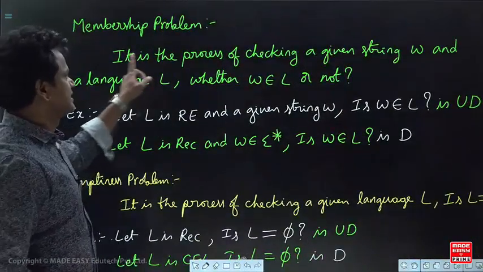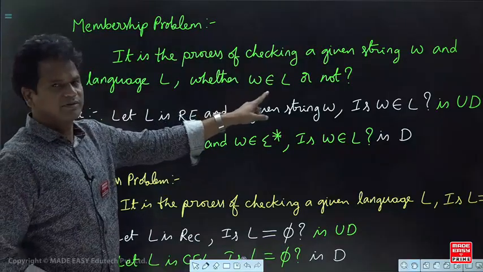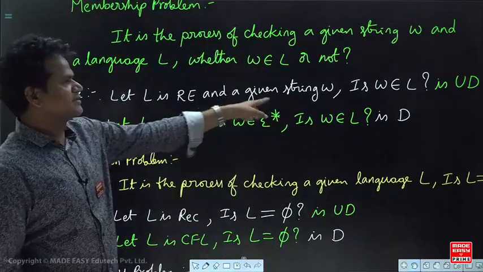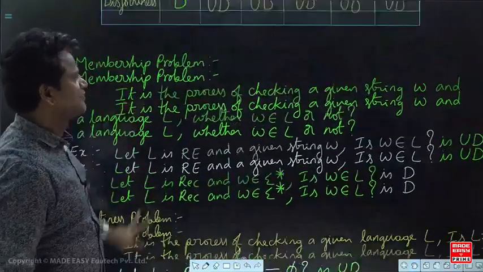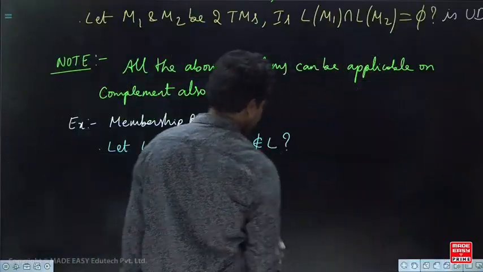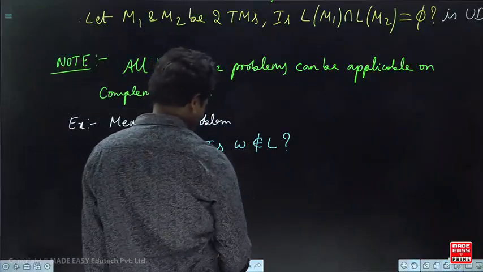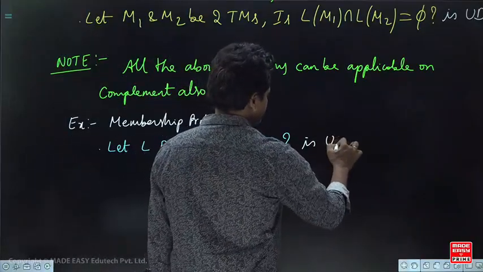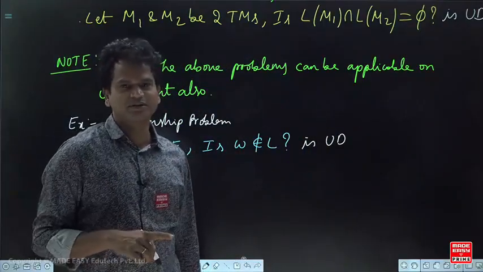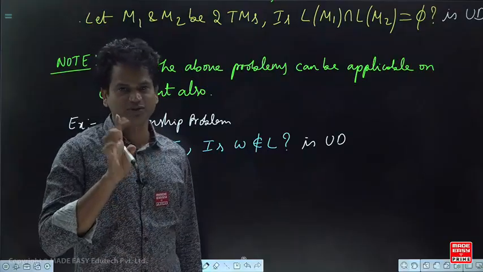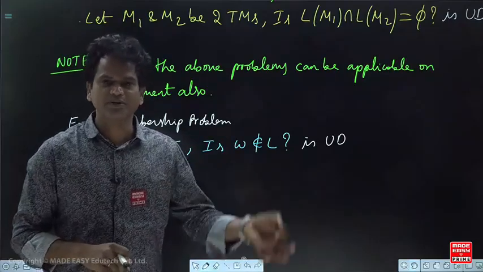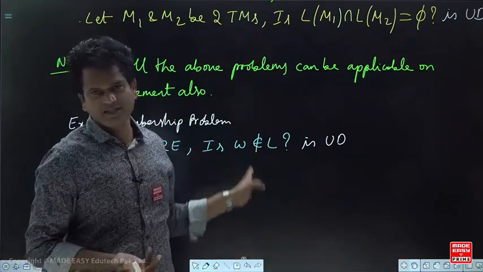The membership problem is a process of checking, for a given language and string, whether W belongs to L. The complement is W not belonging to L. So L is RE and a given string W belongs to L is the membership problem of RE. Whether it belongs to L or not, both are undecidable. So for L is RE, is W not belonging to L undecidable? Some processor has told that W belongs to L, but W not belonging to L has not told. Is it decidable or undecidable? These doubts don't get in the examination. Membership means W belongs to L, its complement W not belongs to L, and you can say the same on the table.